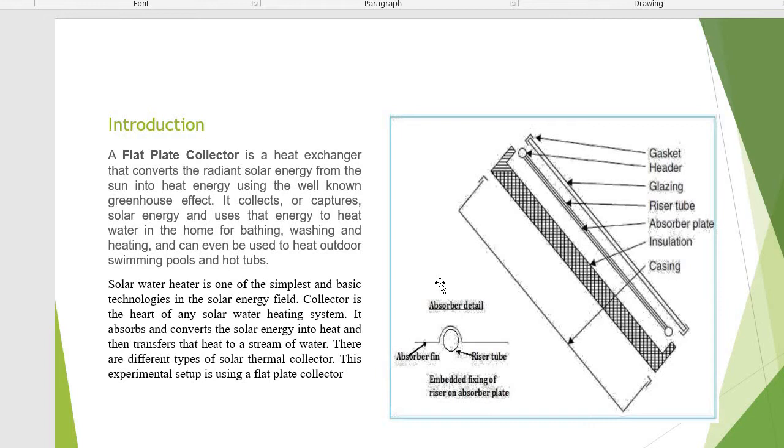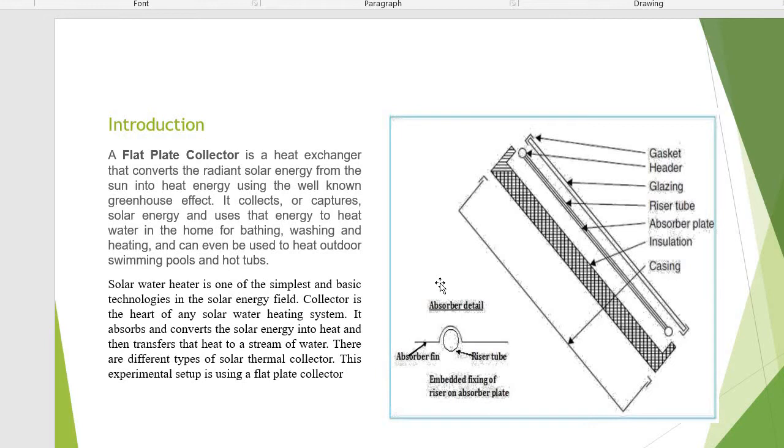and the heating of the pipes takes place, and then the fluid in the collector gets heated up. So a flat plate collector is a heat exchanger that converts the radiant solar energy from the sun into heat energy using the well known greenhouse effect. We are all aware of what the greenhouse effect is and how it works. So it captures the solar energy and uses that energy to heat the water or the fluid.